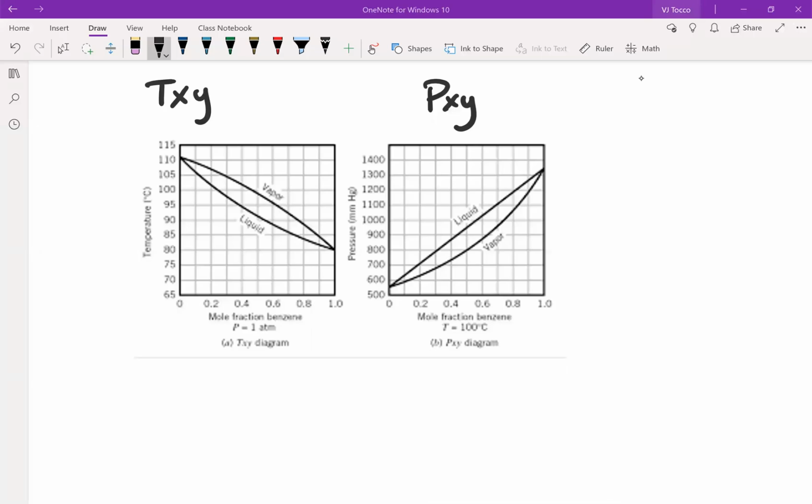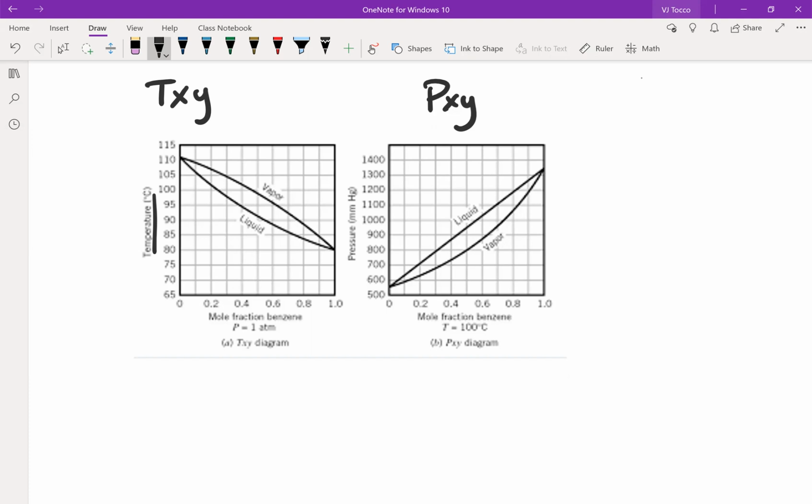This video will be a review of Txy and Pxy diagrams. If you are comfortable with these topics, you can probably skip this video or watch it on double time. Remember that a Txy diagram plots temperature on the y-axis versus x and y, which are the mole fractions in the liquid and vapor phases respectively, on the x-axis.